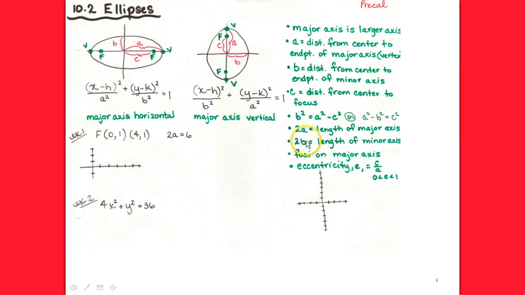2B is the length of the minor axis. So if the distance from the center to the end of the minor axis is B, then that total length would be 2B. Your foci are always going to be on your major axis. So you'll notice over here they were on the horizontal, whereas over here they were on the vertical.